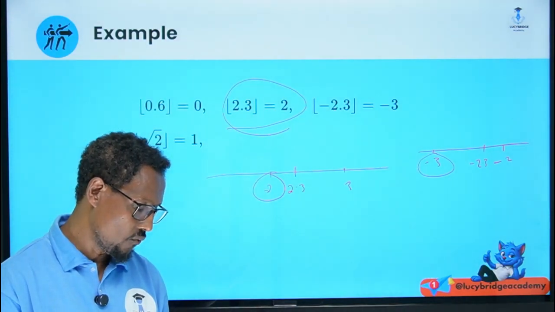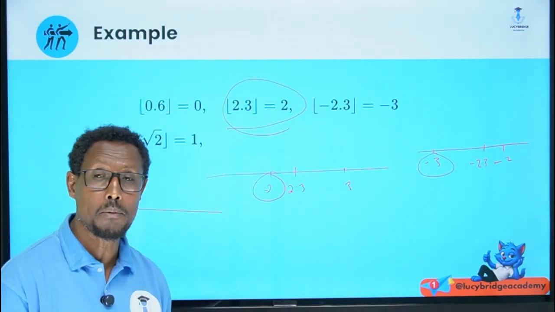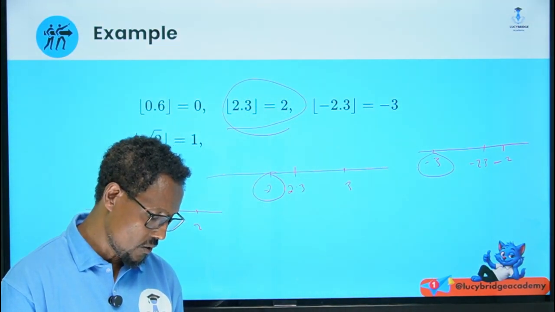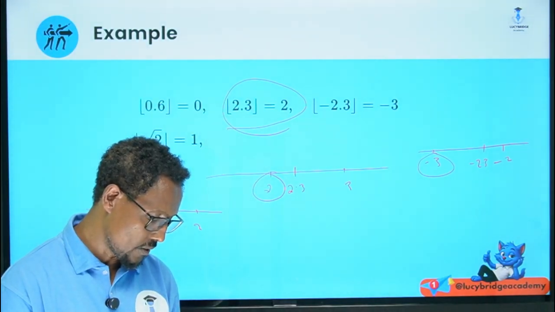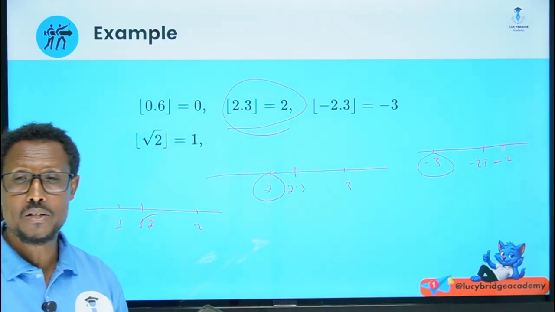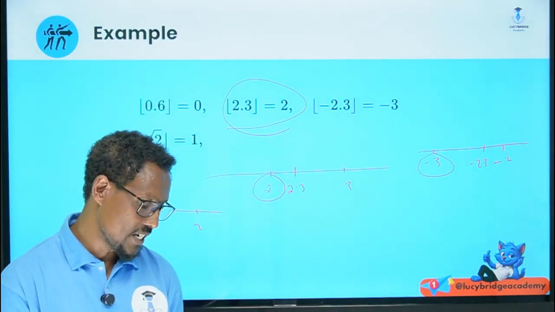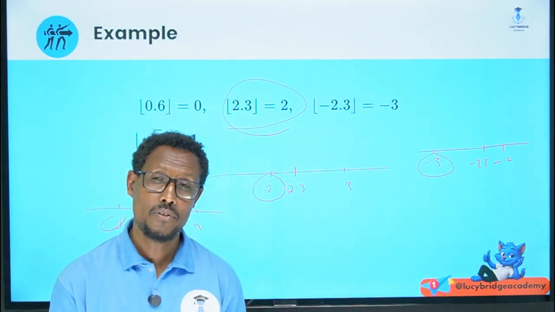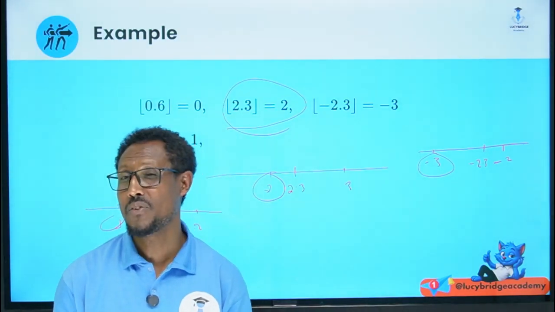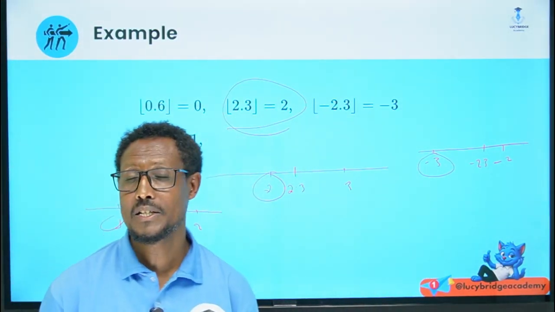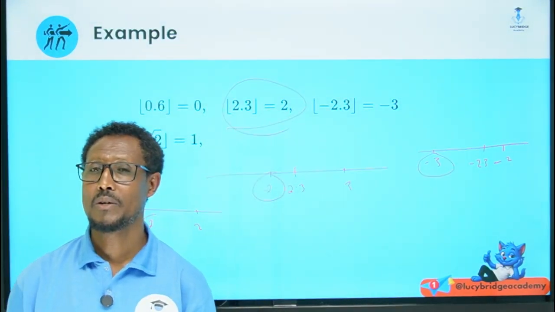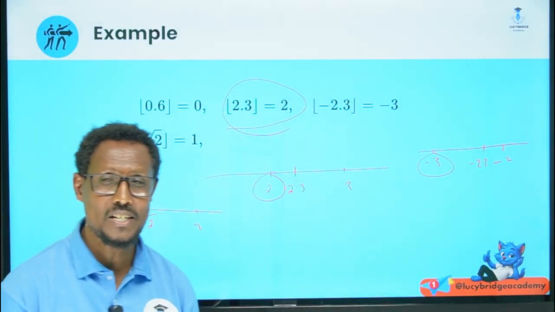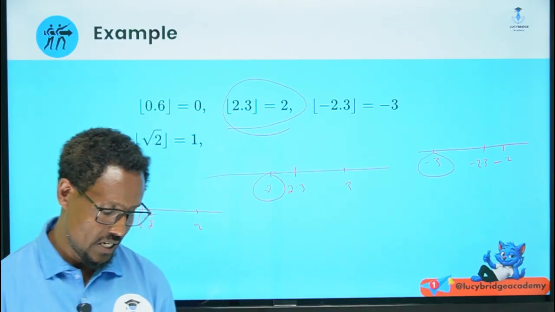Look, the square root of 2 is an irrational number between 1 and 2. So the square root of 2 is somewhere here, all right? What is the greatest integer less than or equal to the square root of 2? It is 1, the integer to the left. The greatest integer less than or equal to the given number is 1.